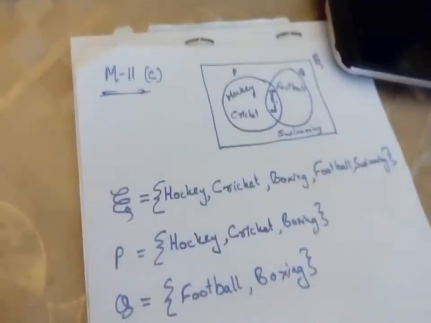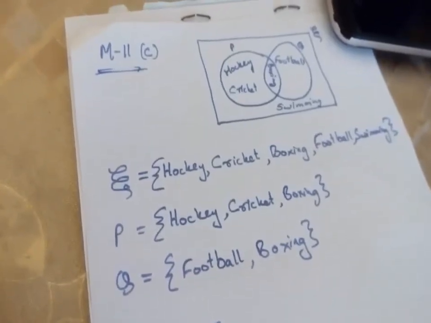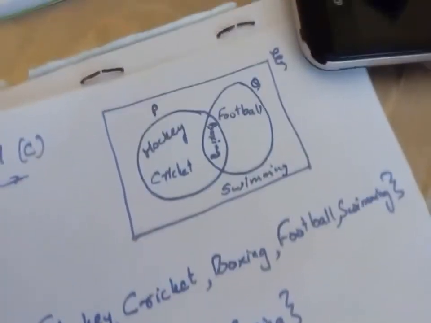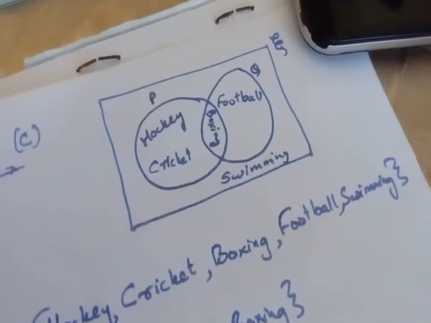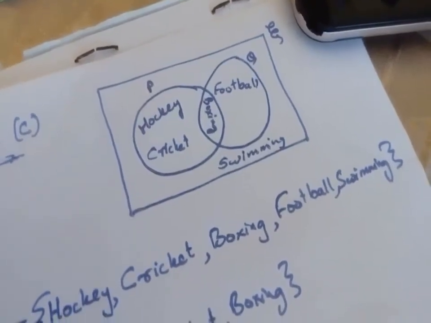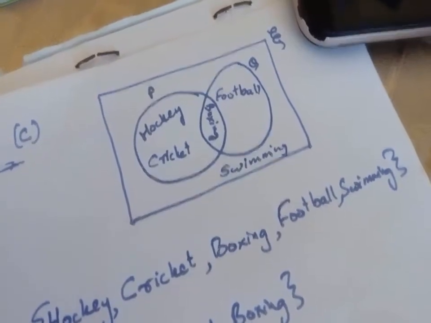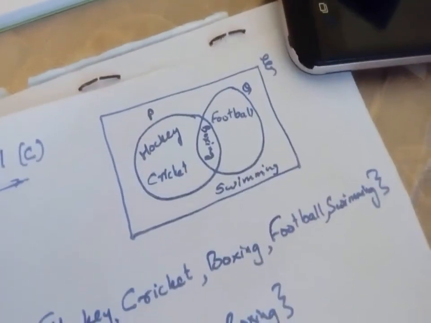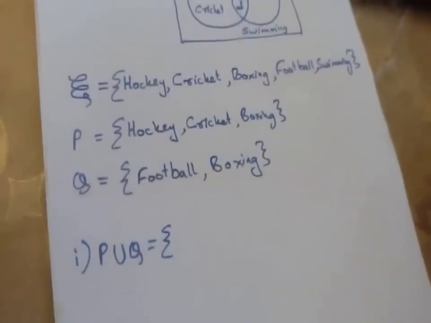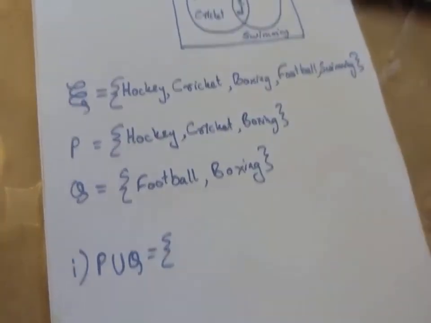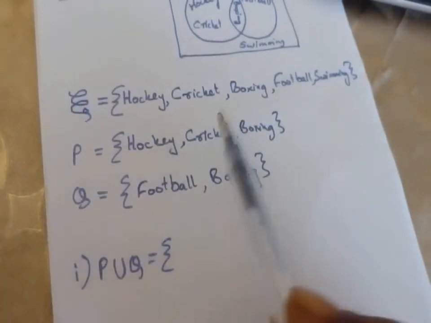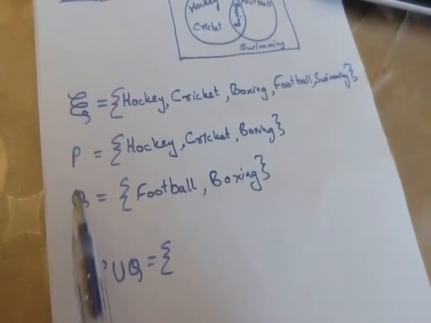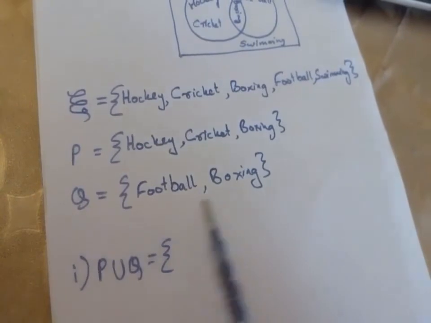Okay students, let us move on to the last module of your tier 2 syllabus, module number 11. Let us solve question number C. This is very interesting. Look at the Venn diagram. There is a universal set, and in the set P there are three elements: hockey, cricket and boxing, and in the set Q there are two elements: football and boxing. The boxing part is common between the sets P and Q. I have written here all the elements in the roster form. The universal set contains hockey, cricket, boxing, football and swimming. P contains hockey, cricket and boxing, and Q contains football and boxing.